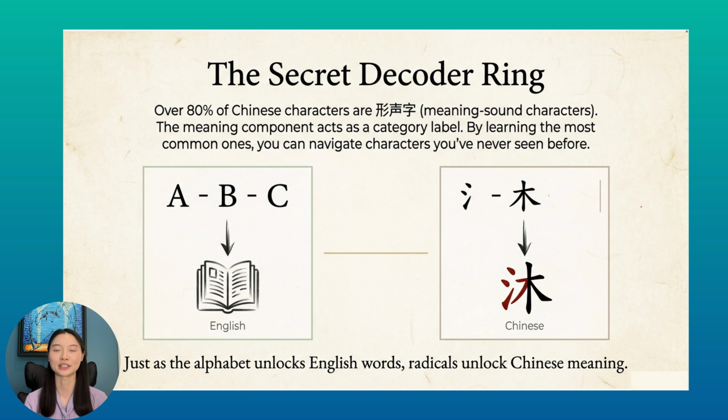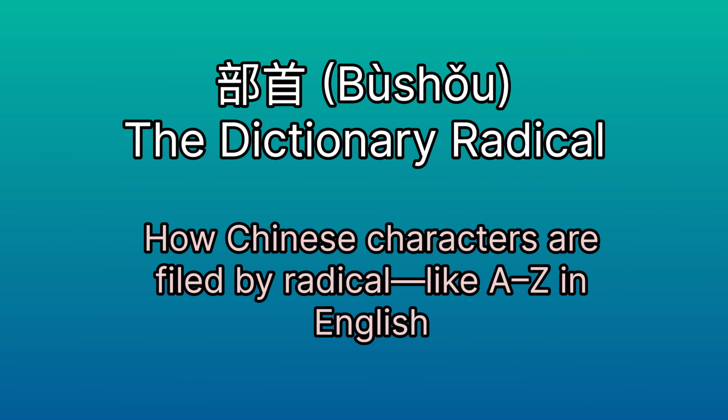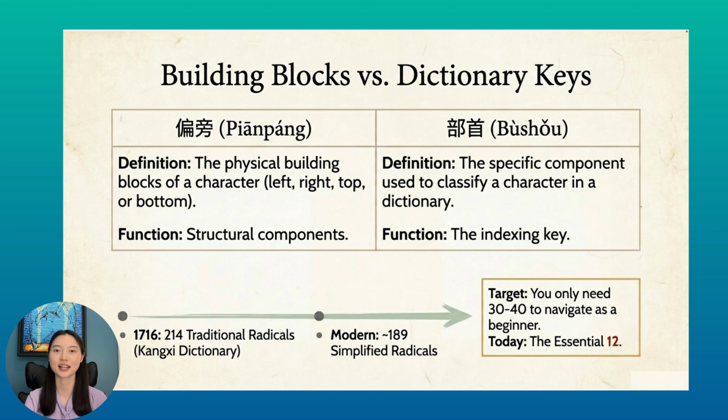Let's get the vocabulary right first. Two terms you will hear: 偏旁, the building blocks of a character, the components on the left, right, top, or bottom. 部首, the specific component used to file a character in a dictionary. In traditional dictionaries, every character is filed under its radical. Just like English words are filed alphabetically, the great Kangxi Dictionary of 1716 used 214 radicals. Modern simplified dictionaries use roughly 190 to 200 depending on edition.